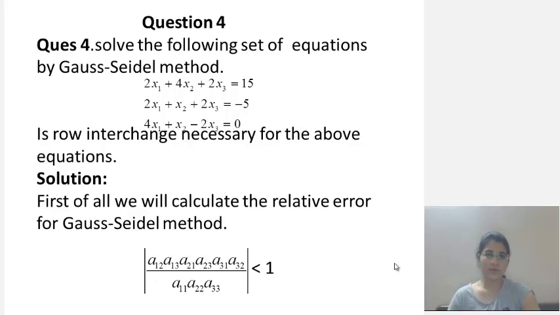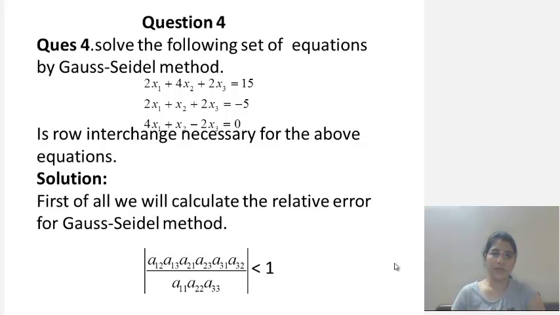Now question 4 is based on the Gauss-Seidel method for calculating the values of variables. Here the variables are x1, x2 and x3. The question is: solve the following set of equations by the Gauss-Seidel method, and these three equations are given. Is row interchange necessary for the above equations? This is our question number 4.